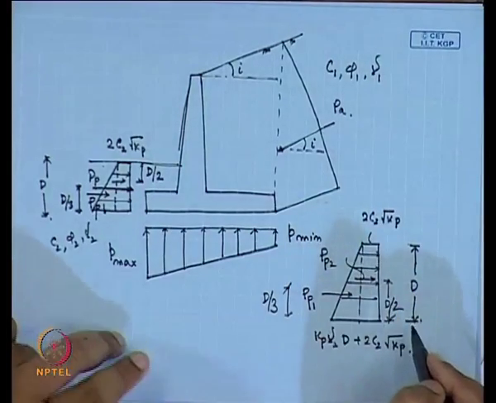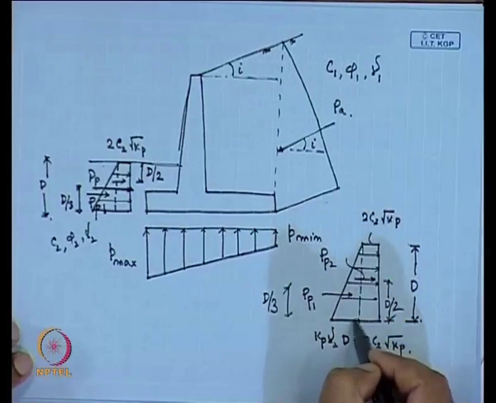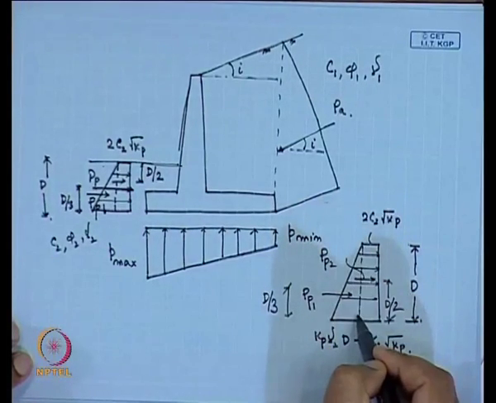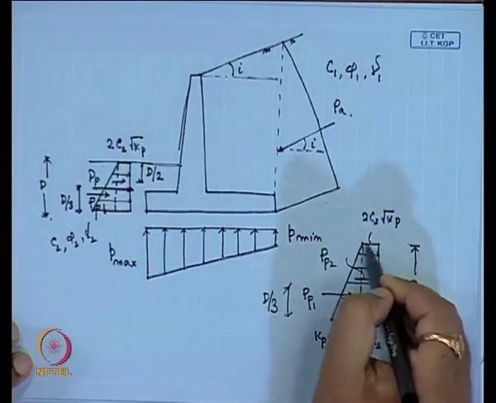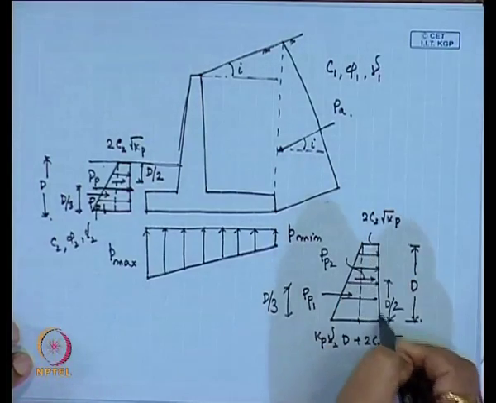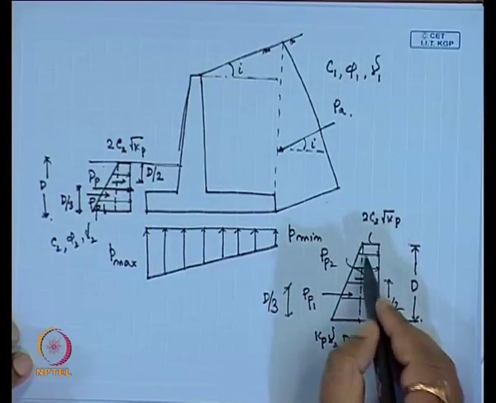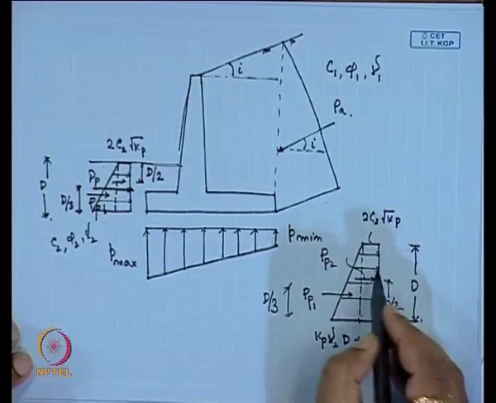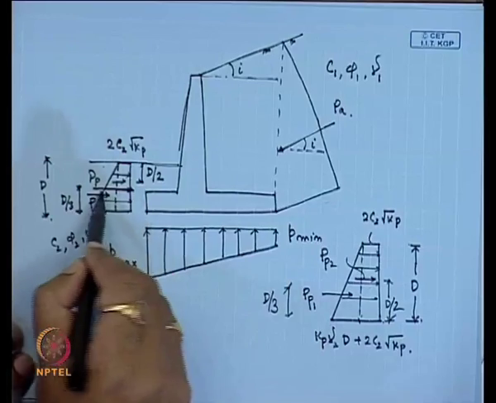So finally, we first determine the stress of this triangular portion, which acts at a distance of d by 2, and then the stress of this rectangular portion, which acts at a distance of d by 2 from the base. Then if we add these two, we will get the total passive force P_P acting on this portion.